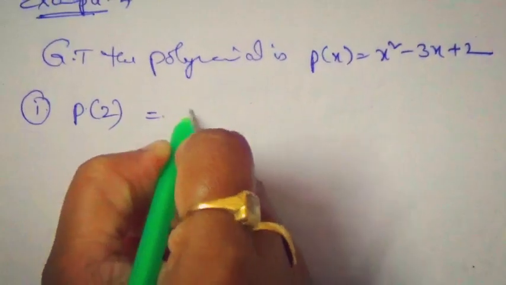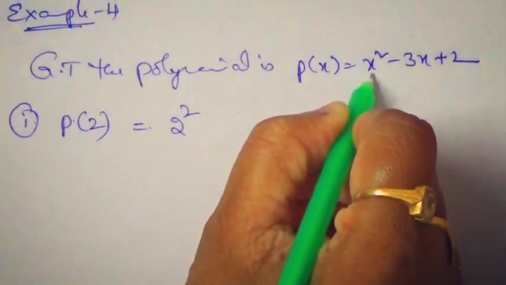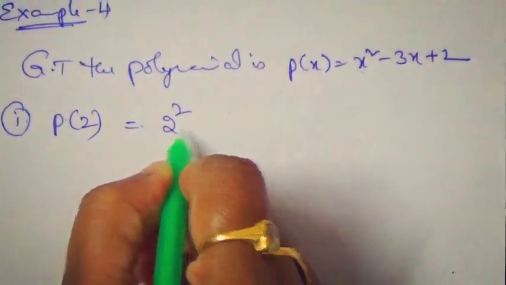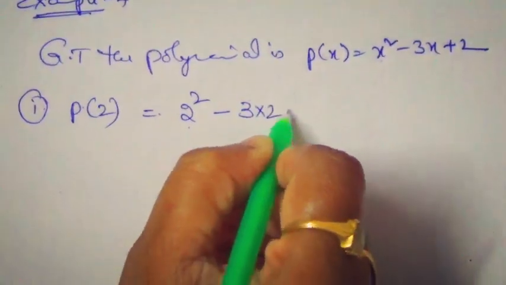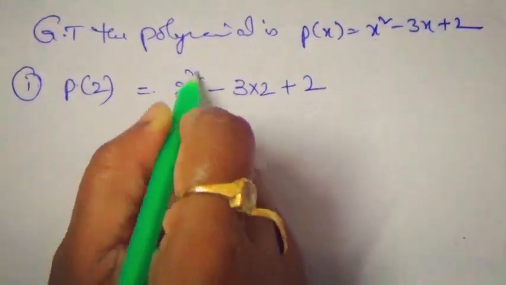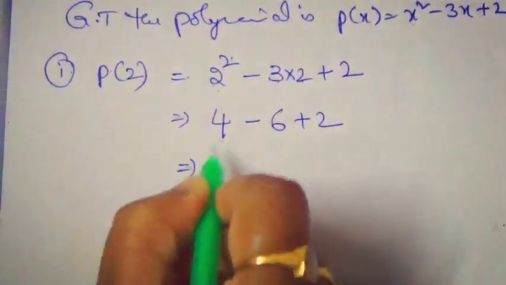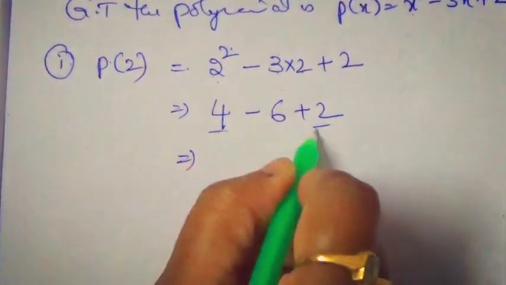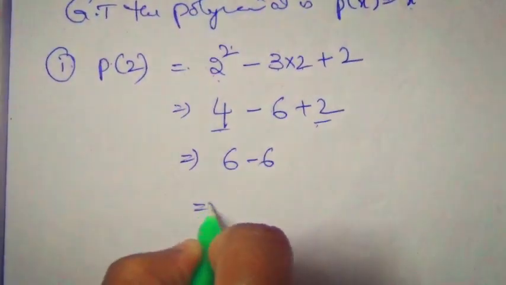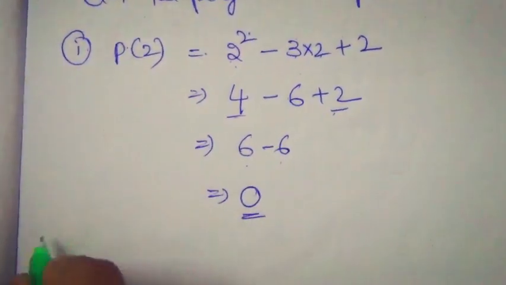So p of 2 is equal to 2 square. In the place of this x, we have to substitute this 2. Minus 3 into 2 plus 2. That is equal to 2 square means 4, minus 3 twos 6, plus 2. So these two are positive numbers, 4 plus 2, 6, minus 6. That is equal to 6 minus 6, 0.